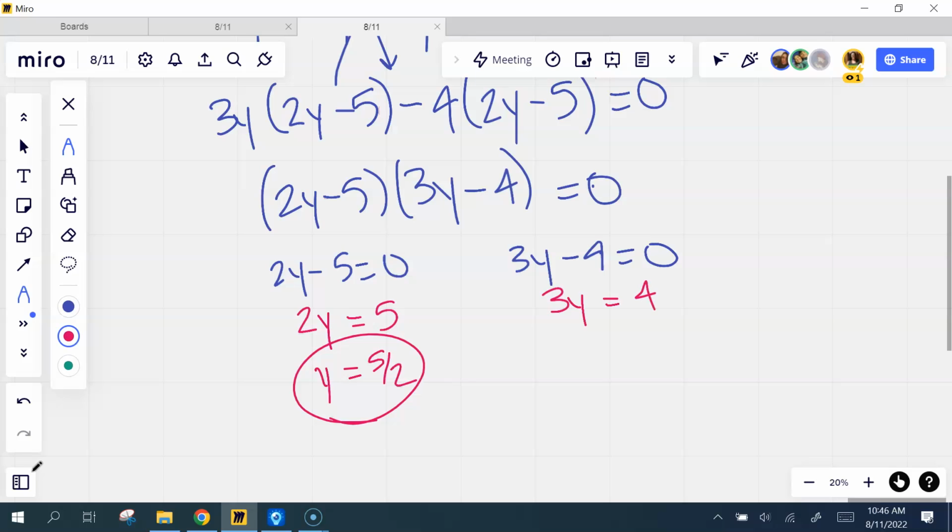3y equals 4. Now divide by 3. Yes, you need to at least show those steps that you're solving as you go. There you go. Look at you go.